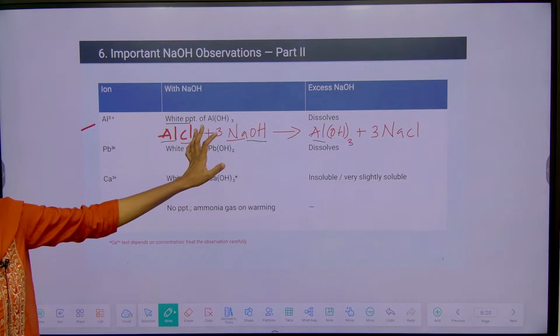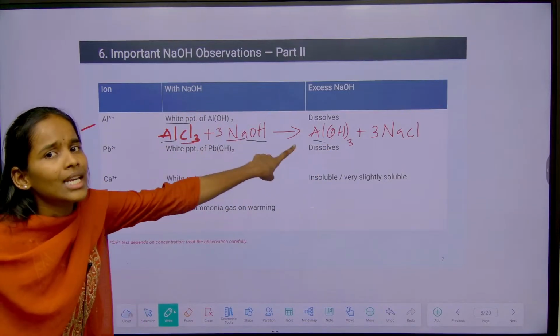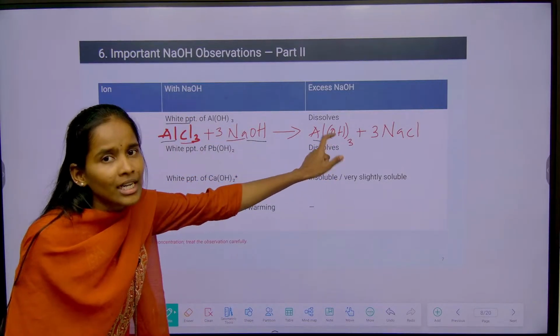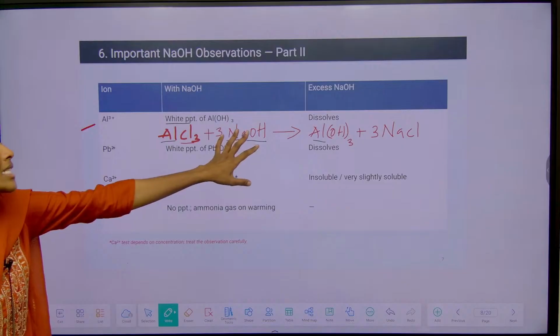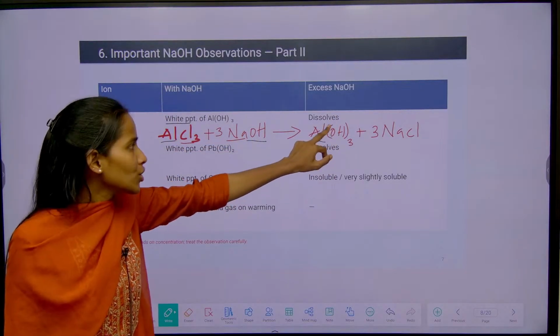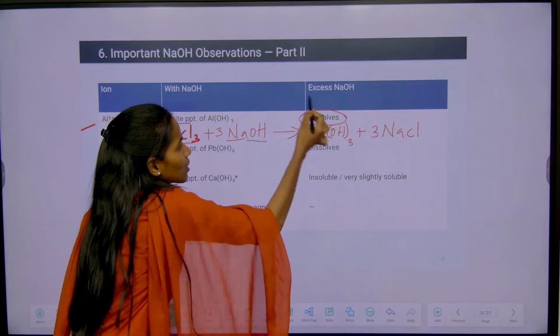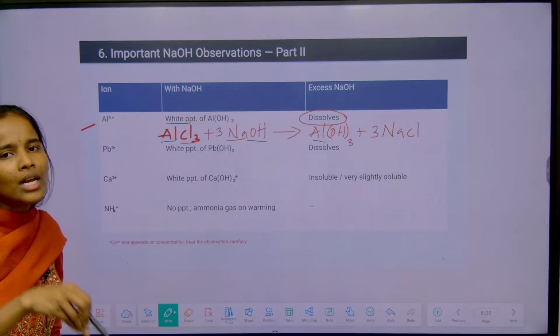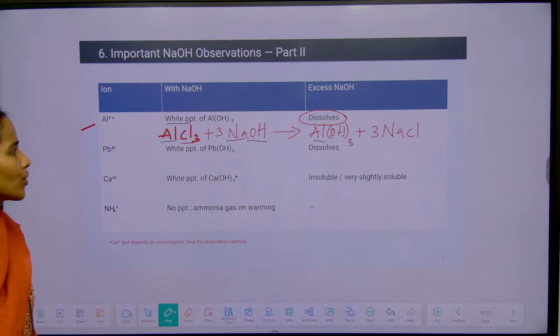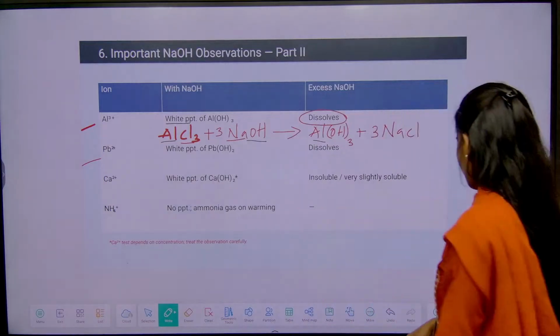There are no other colors. What color precipitate are we getting? We are getting white colored aluminium hydroxide. Now, what do we have to do? We have to check its solubility. So we will add an extra amount of NaOH solution. We will see that this aluminium hydroxide will be soluble in the presence of excess sodium hydroxide, right.